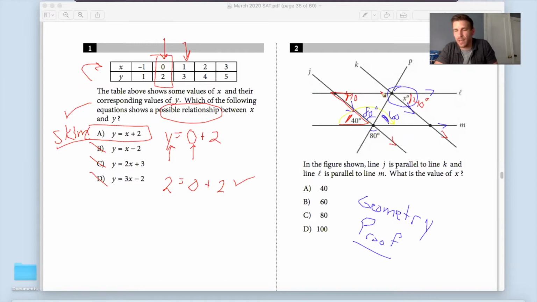And technically, I don't remember whether the technical term is corresponding or alternate exterior, but essentially it means that these two angles here, this angle and this angle, are going to be congruent. So 40 will equal X, which means my answer is also A.